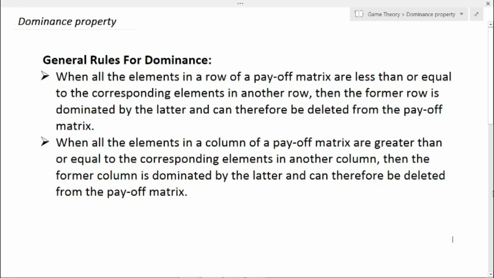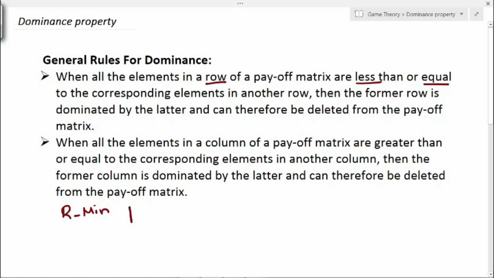Second rule is, when all the elements in a column of a payoff matrix are greater than or equal to the corresponding elements in another column, then the former column is dominated by the latter, and therefore it is deleted from the payoff matrix. That is, first rule is, when all the elements in a row of a payoff matrix are less than or equal to the corresponding elements in another row, then we have to delete the lesser row. That is, we have to delete the row minimum, that is, the lesser values.